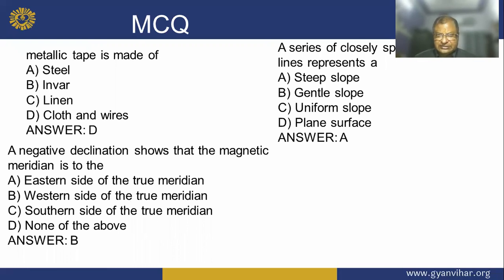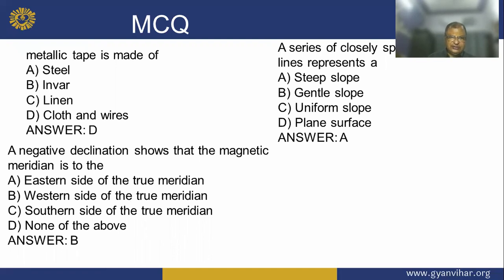Now, a series of closely spaced contours indicates: a gentle slope, uniform slope, or plain slope? Next question, a series of closely spaced contours. What is the correct answer? The correct answer is A, steep slope.